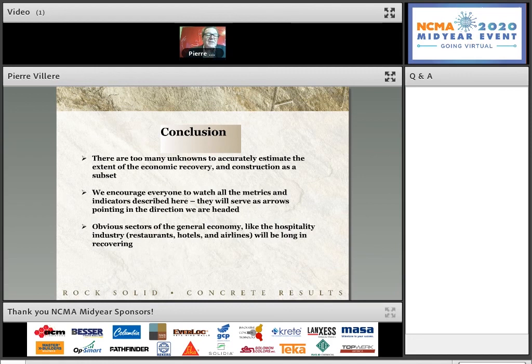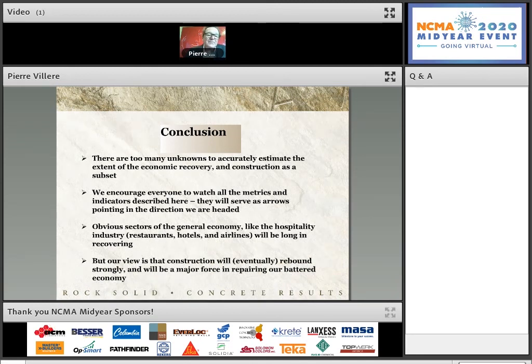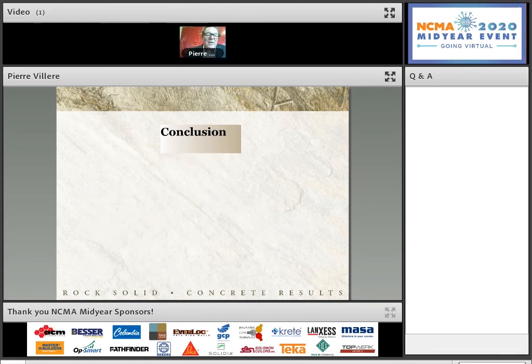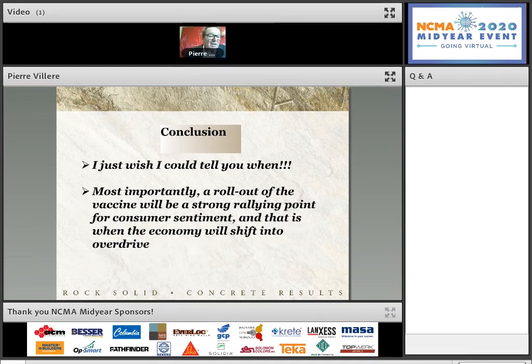Obvious sectors of the general economy, like the hospitality industry, which is restaurants, hotels, and airlines, will be long in recovering. But our view is that construction will, and I put this in parentheses, eventually, rebound strongly and will be a major force in repairing our battered economy. I wish I could tell you when.